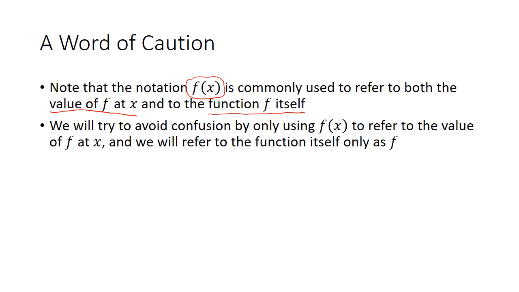So we're going to try to avoid any confusion over what we mean by f of x by using f of x to only refer to the value of f at x, and we'll refer to the function only as f. So we'll never say f of x to mean a function. If we want to refer to the function, we'll just call it by its letter, f or g or h or whatever it is. Okay, so now let's do some examples.